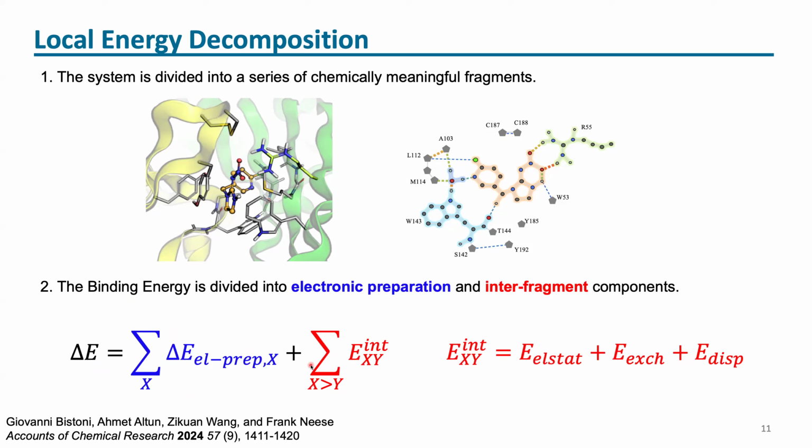In the decomposition, you will see one repulsive contribution per fragment, representing the electronic preparation. The electronic preparation is the change in the electronic energy of the fragment on going from its ground state to the perturbed state it has in the protein-ligand complex. Additionally, we also have in the decomposition the interfragment contributions, that represent genuine pairwise interactions, such as electrostatics, exchange, and dispersion.